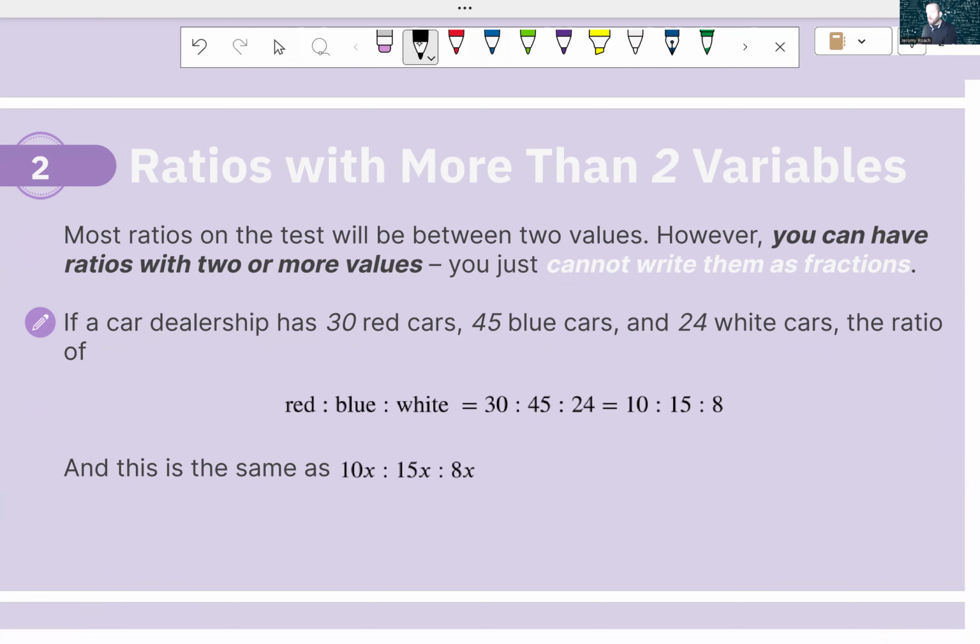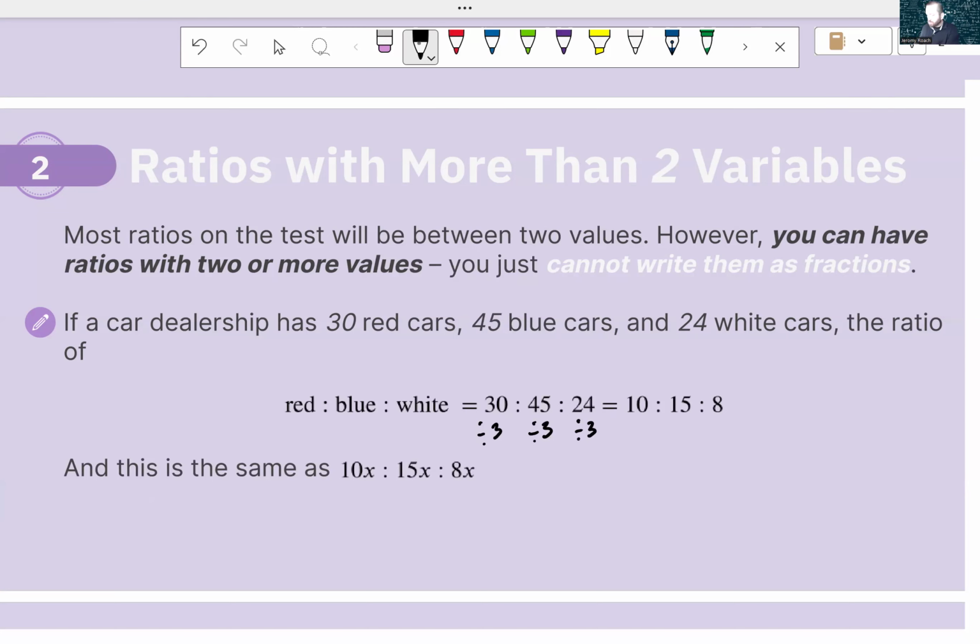So in this example, we can reduce this, but it's not really like we're reducing a fraction. You can think of it kind of as a fraction, where on a fraction, you would divide by the same number on both sides. But here you're dividing by the same number on all 3 parts. So we're dividing by 3 on the 30, the 45, and the 24, and we get 10, 15, and 8.